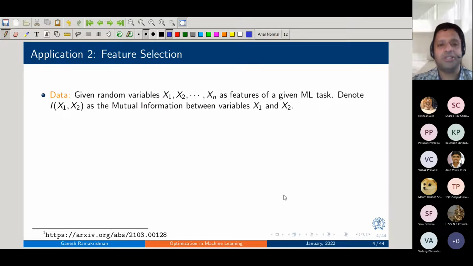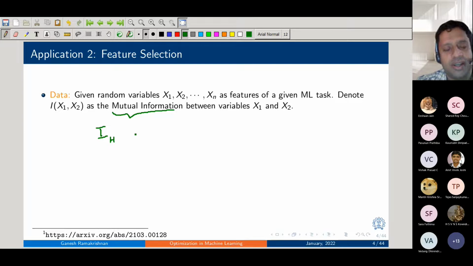The next application is feature selection. So if you have a machine learning model, you want to identify a subset of the features based on some measures such as mutual information. So what is mutual information? The mutual information by default is always associated with entropy. Okay, but let's define this.